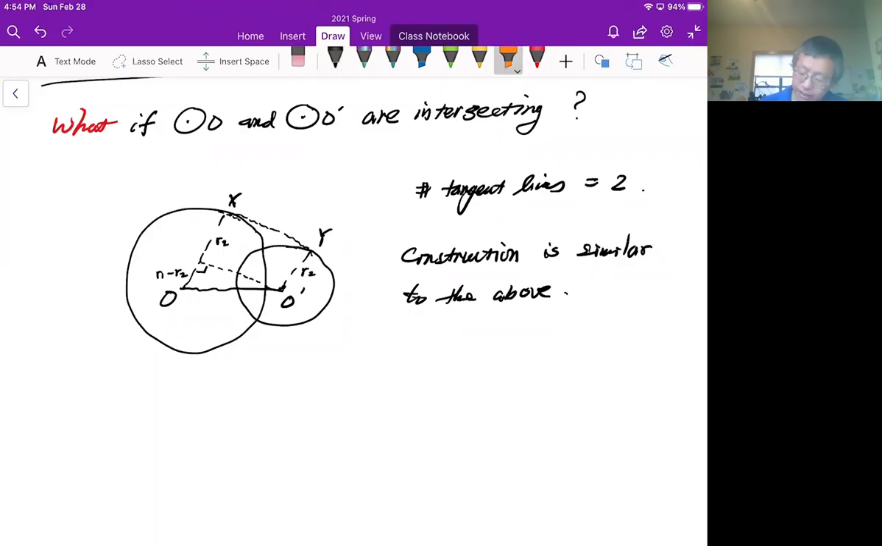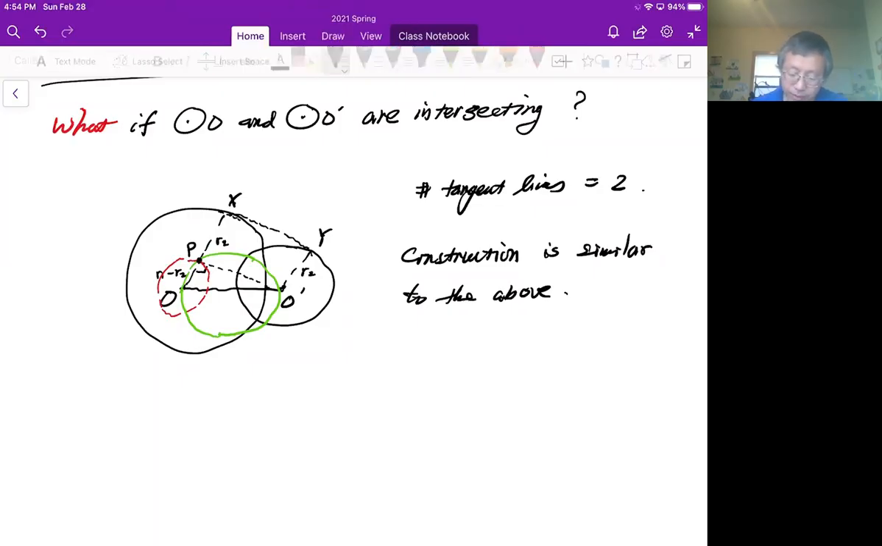So I get a circle with a radius of R1 minus R2, and then I get another green circle with O and O prime as my diameter, and that intersects at the point P. I get that point P, and after that, everything is just the same as before.